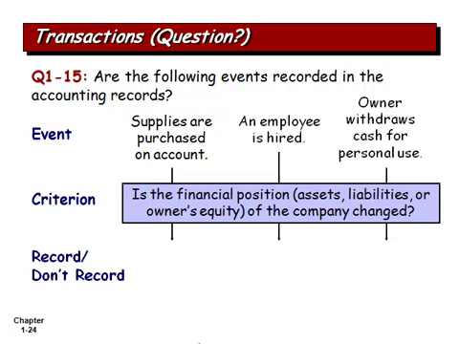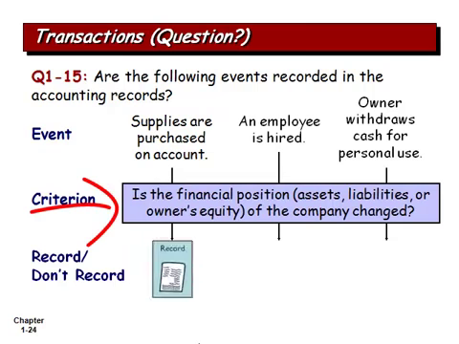So question here: the following events were recorded. First event: supplies are purchased on account, an employee is hired, and the owner withdraws cash for personal use. The criterion: did the financial position of the company change? Supplies are purchased on account. Things did change. We now have supplies.